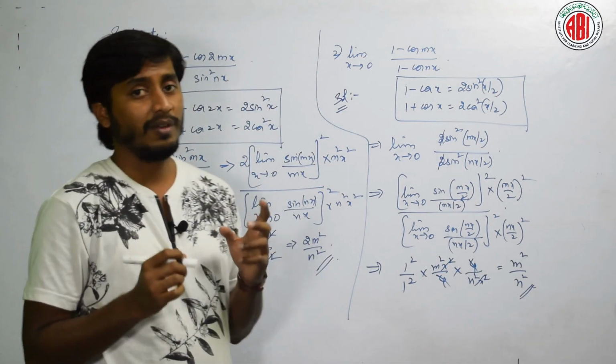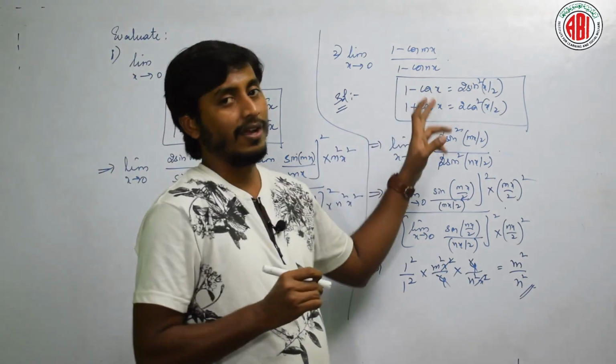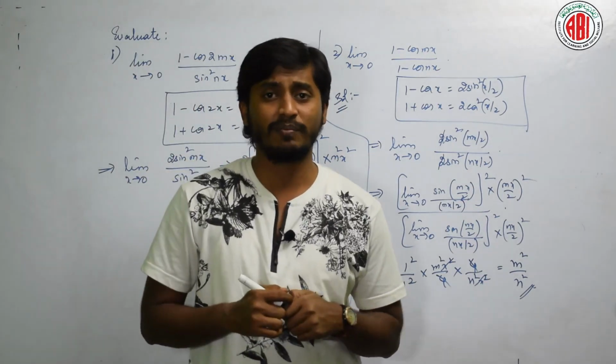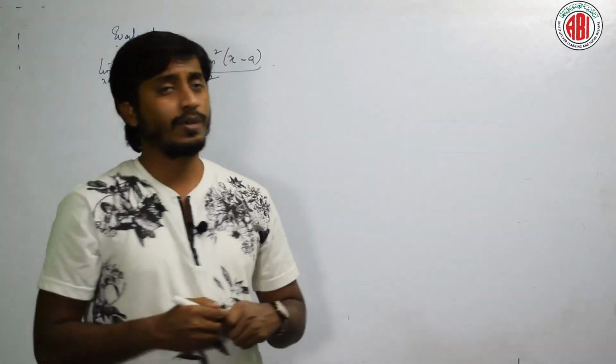Again, what is the formula we have to remember? 1 minus cos x is 2 sin square x by 2. Is it clear? Shall we move on to the next problem? Let us do. Look at the next question here.